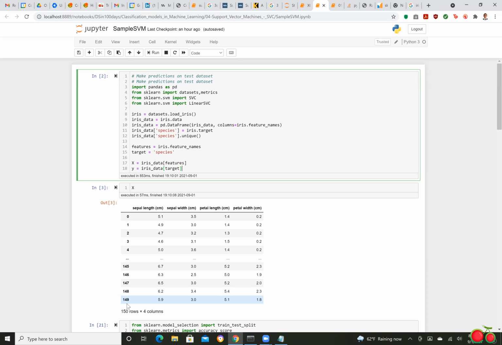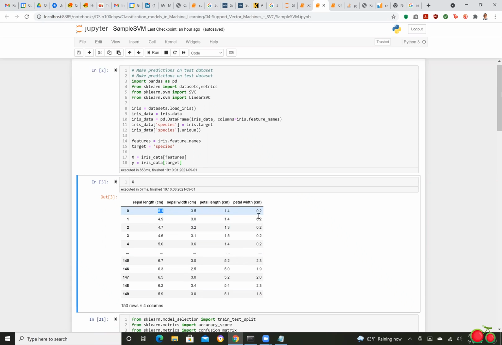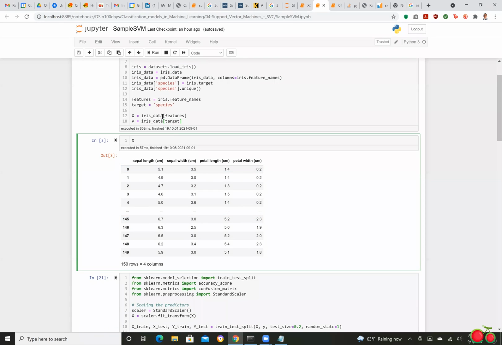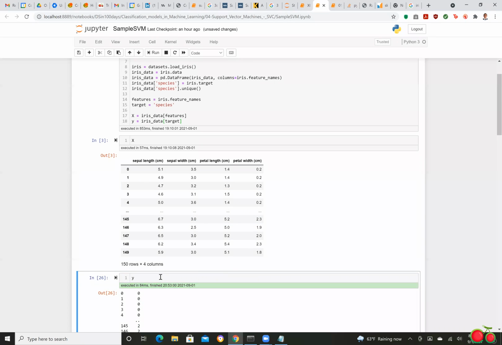So they took about 150 different flowers. They measured the dimensions for each of these flowers, the sepal lengths, sepal widths, petal lengths, and petal widths in centimeters, and took down those numbers. And then what we have, this is X, right? This is my data itself. These are my features. Now let me print Y as well.